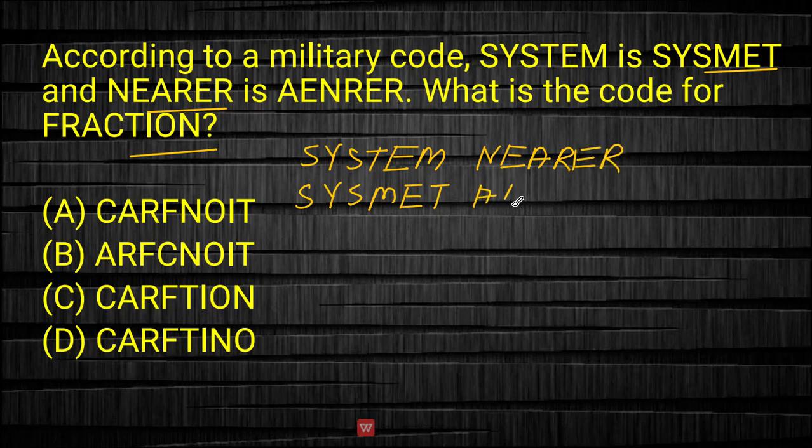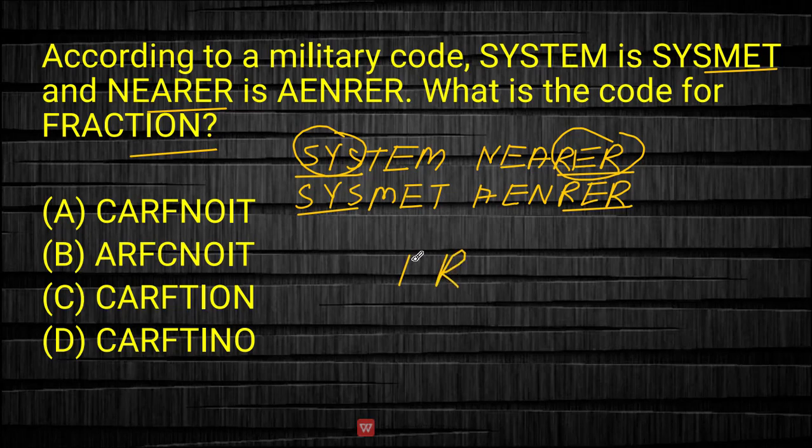nearer as AENRER. Here we can see that the first three letters they have not changed, and again in the next one, the last three letters they have not changed. So we have two options, we can freeze the first three or we can freeze the last three. According to the options we can't freeze the first three because there is no such option, so we can freeze the last.